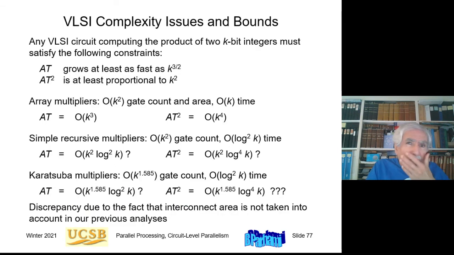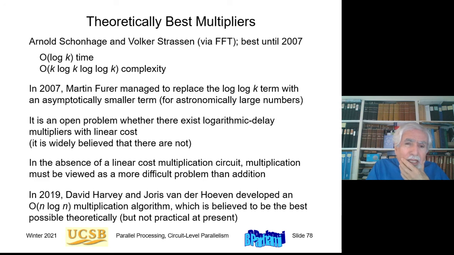Okay, here I've discussed VLSI issues and bounds. I won't go through all of these. I just show you that for a long time, we knew how to multiply in order log k time and order k log k complexity.